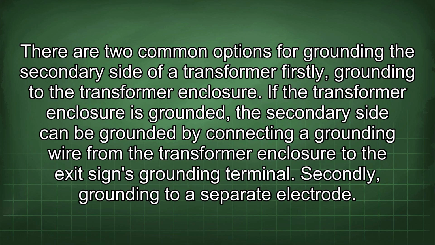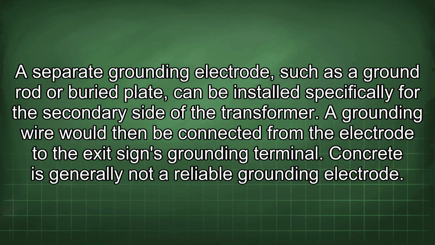Secondly, grounding to a separate electrode. A separate grounding electrode, such as a ground rod or buried plate, can be installed specifically for the secondary side of the transformer. A grounding wire would then be connected from the electrode to the exit sign's grounding terminal.